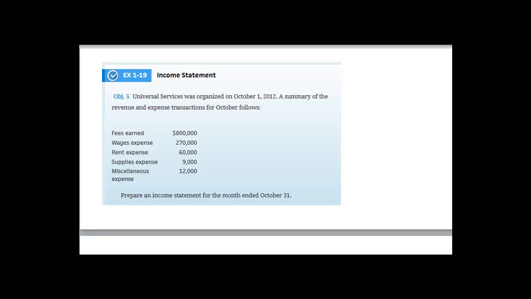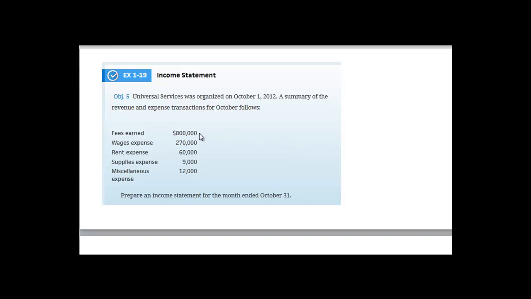Okay, guys, let's take a look here at exercise 119, and once again, this can be found in the Word document that I made available to you here in this module of the class. Okay, so it says Universal Services was organized on October 1st, 2012. A summary of the revenue and expense transactions for October follows.